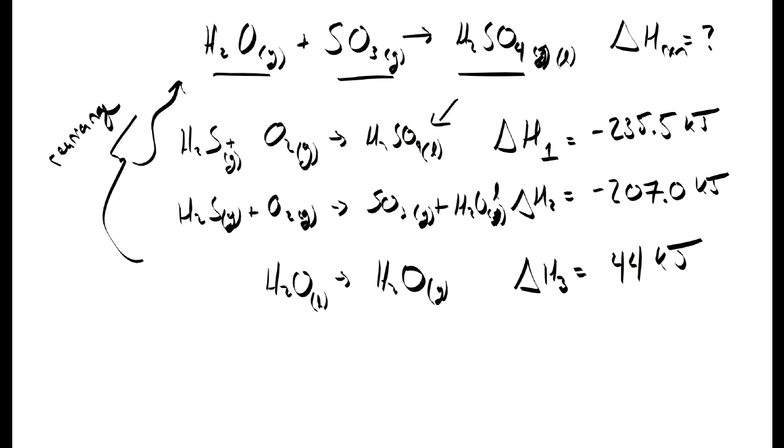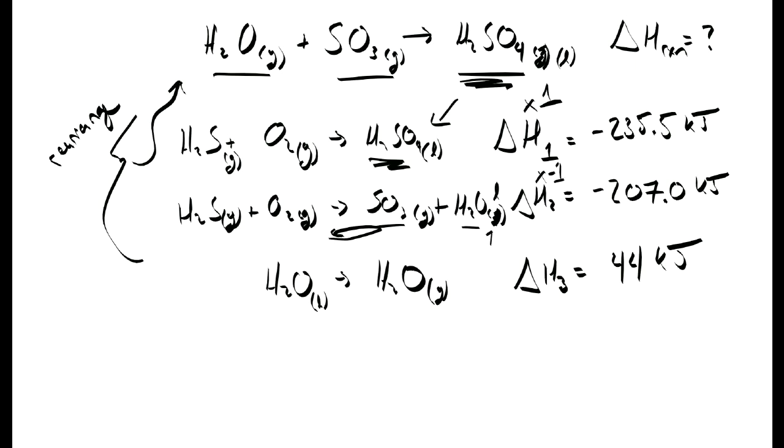Now in this case, we have one H2SO4 as a product, we have one H2SO4 as a product. So reaction one, we leave as it is, or just multiply by one. We don't have to change it at all. Now reaction two, we have SO3 and we have H2O, but they're on the product side. So that means we need to flip this reaction around, which means multiply by -1.